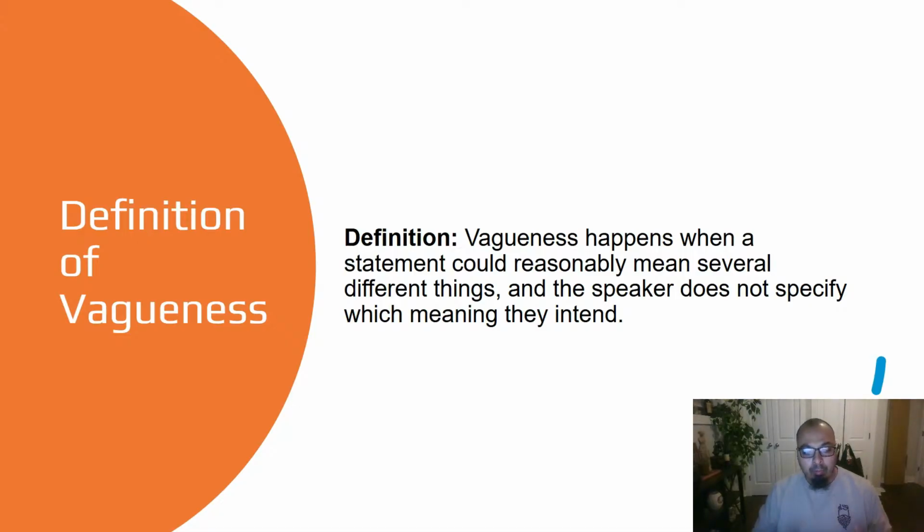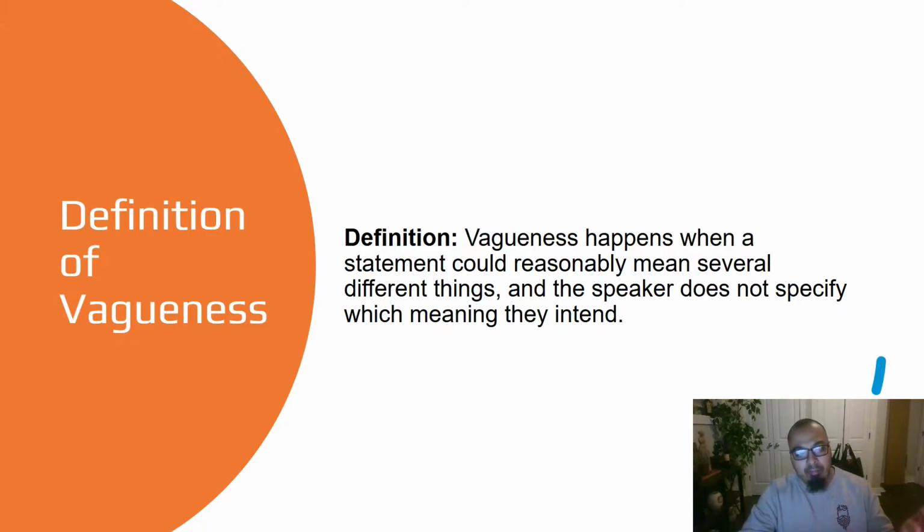So once again, vagueness happens when a statement could reasonably mean several different things. When your sentence or what you wrote could mean several different things, that's when it becomes a vagueness problem. Vagueness occurs when language fails to pin down what exactly is being claimed.